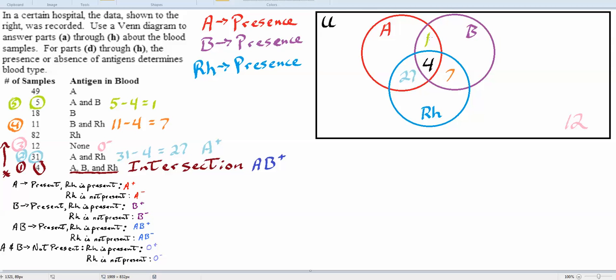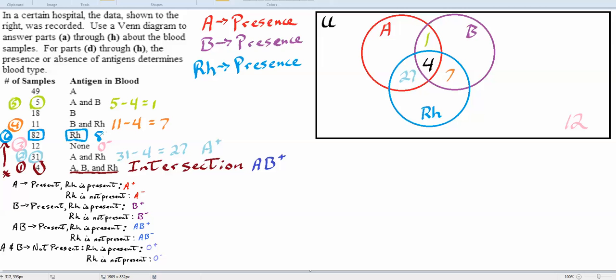Now we need to fill in the rest of A, the rest of B, and the rest of RH. And we're going to do that by first looking at RH, which is right here. Now this will be our 6th step, and we note that there are 82 total that have the RH antigen present. But remember that we've already established that 27, 4, and 7 have the RH antigen present, so we're going to subtract those 3 values from the 82 that represents the RH.